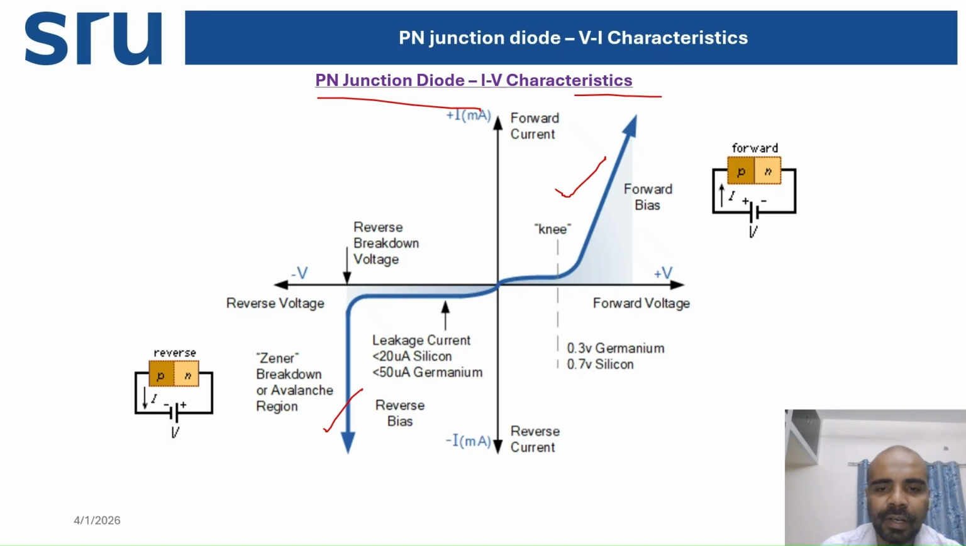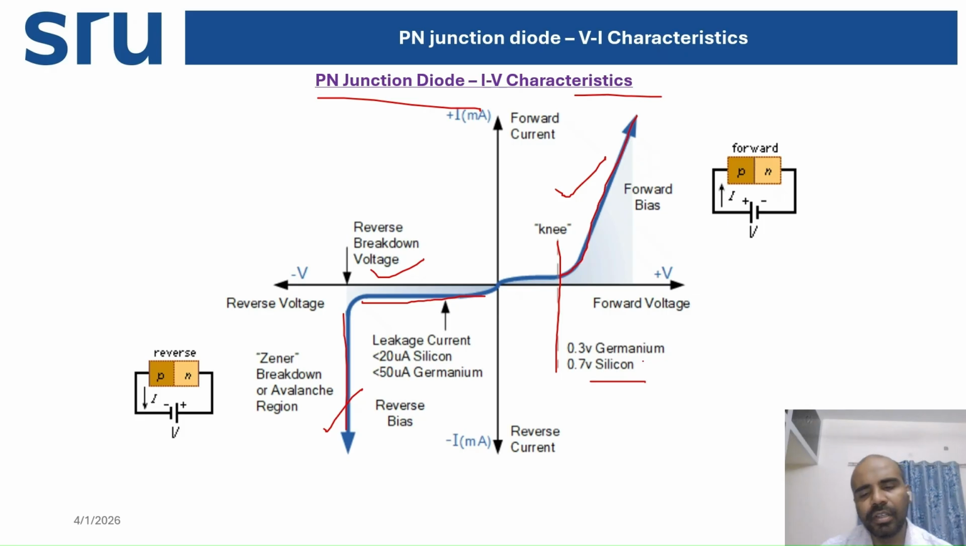Here, after a certain voltage known as the knee voltage or the barrier potential, that is 0.7 volt for silicon and 0.3 volt for germanium, the forward bias current increases sharply, right? For reverse bias, this is known as the reverse saturation current. There is a voltage known as the breakdown voltage. After that, the current increases sharply, right?